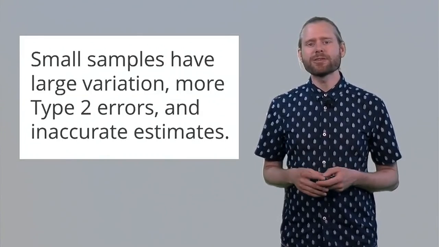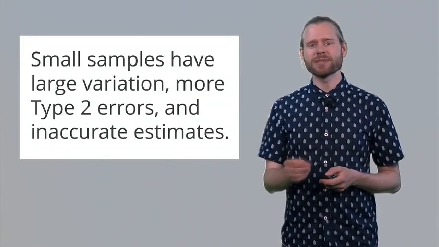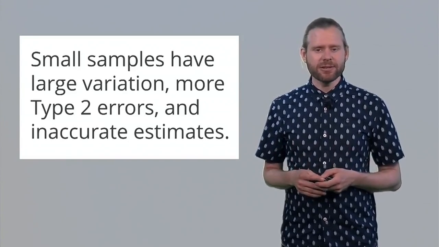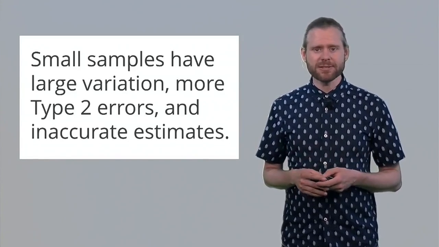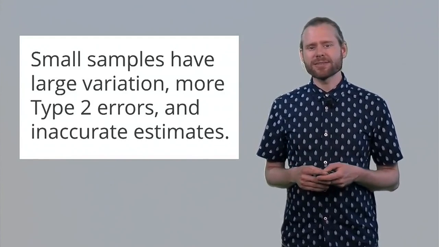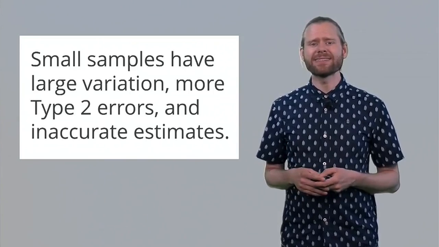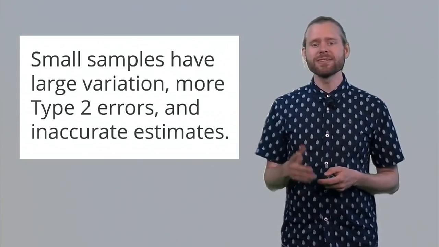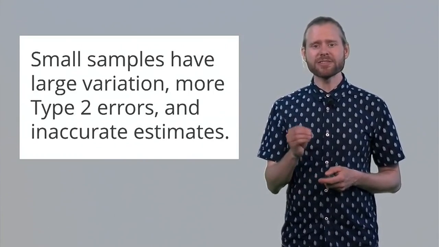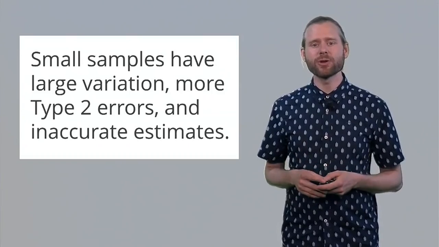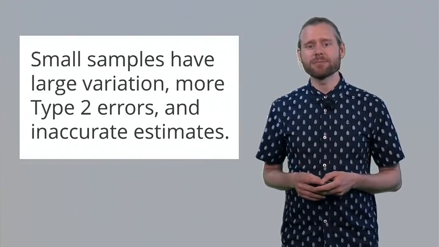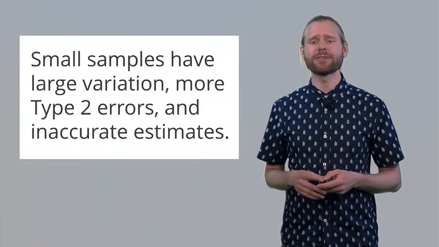Now first, let's realize what the problem is if you collect small samples. Small samples always have large variation, leading to very inaccurate estimates. But when you perform a hypothesis test, they also lead to high type 2 error rates, which means that you perform a study, you do a statistical test, and even when there is a true effect, the test result is not statistically significant. It's important to prevent this, both type 2 errors and inaccurate estimates.